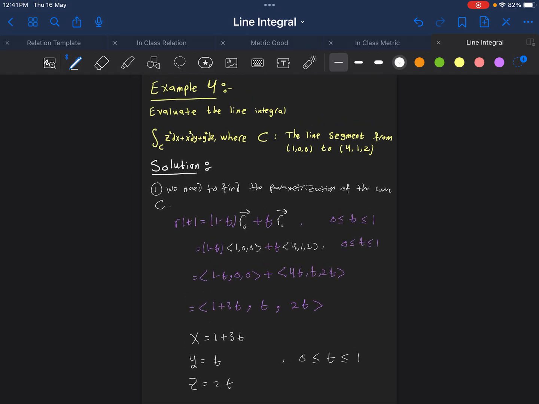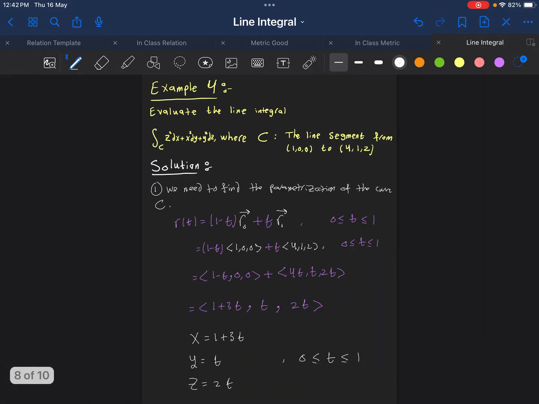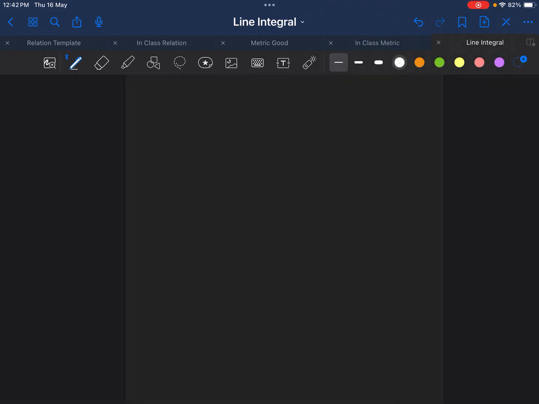Of course, once we have the parameterization, evaluating the line integral becomes easier, simpler and more focused. So that's exactly what we are going to do up next. So now what we will do is replace every x by its value, every y by its value, and every z by its value. So let's go back to the integral and write it down, evaluating it at every point we need to evaluate.